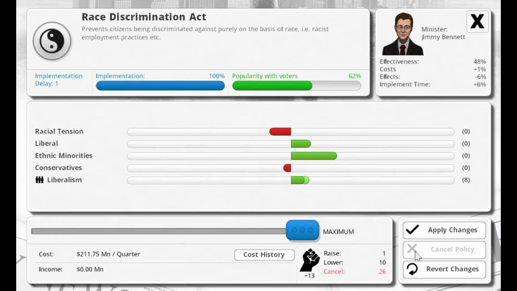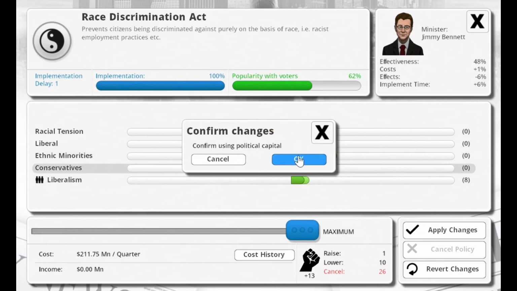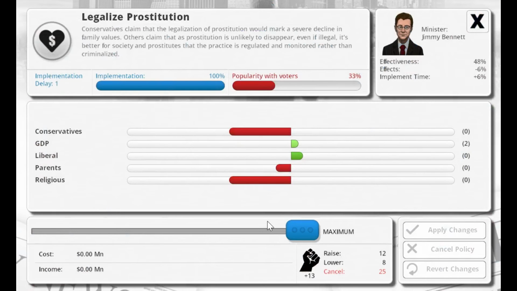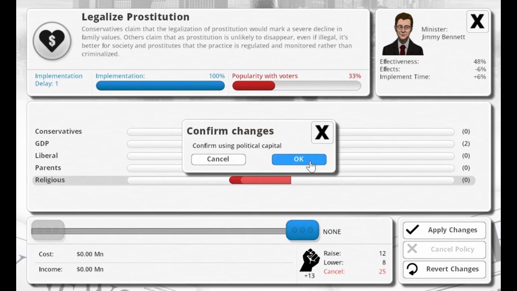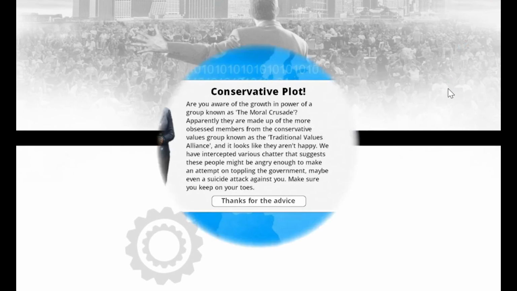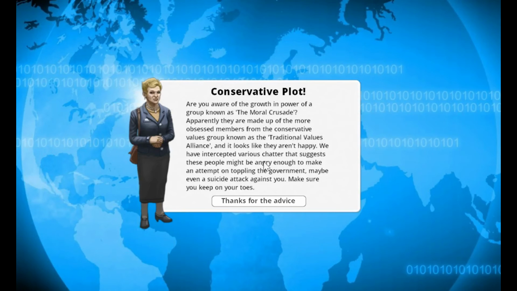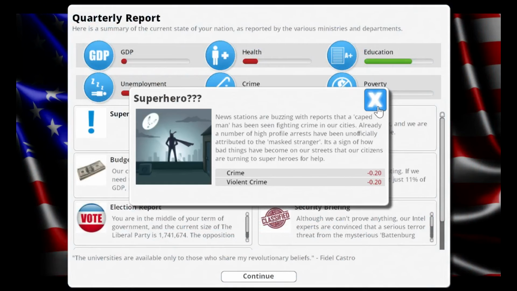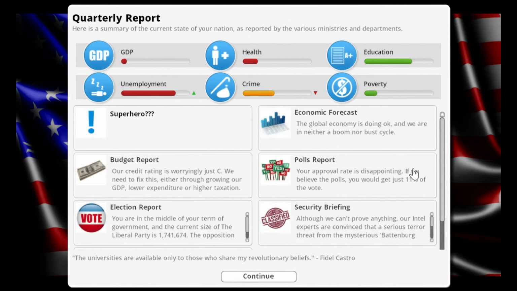And again, this doesn't matter. Freaking race. Yes, I can see how that's a problem. Okay, let's see if that at least helps me. Yes, I'm aware of them, thank you. Hey, thank you, superhero.